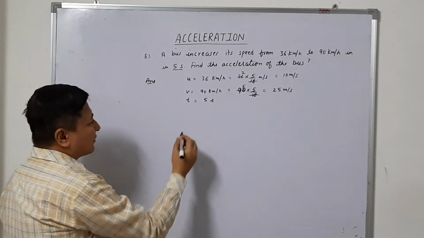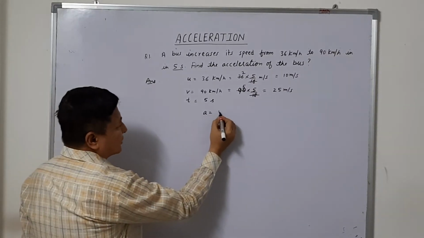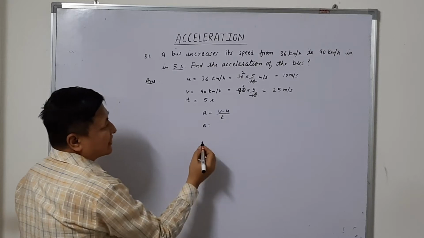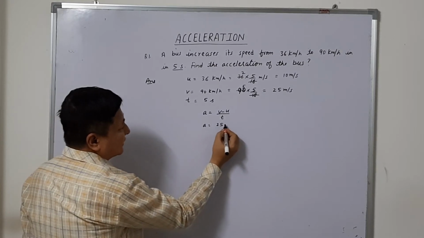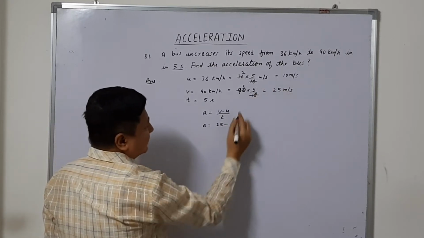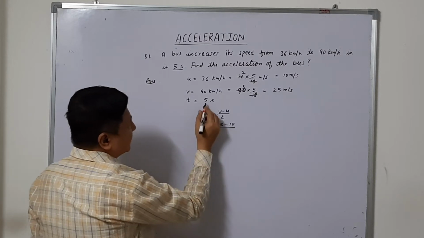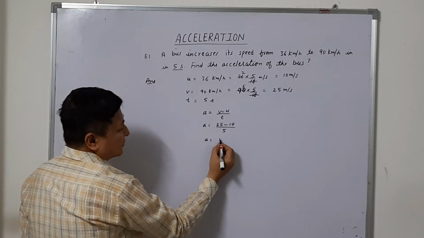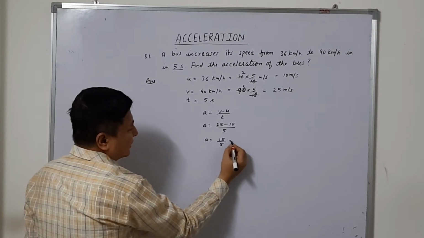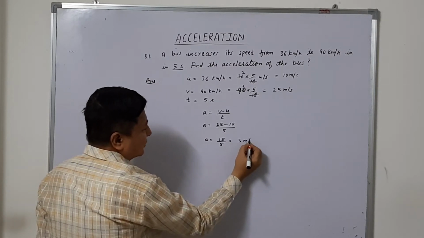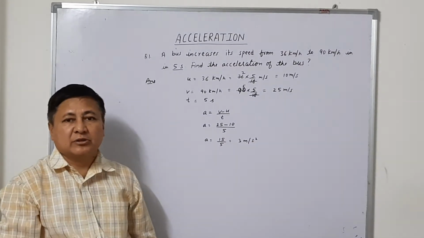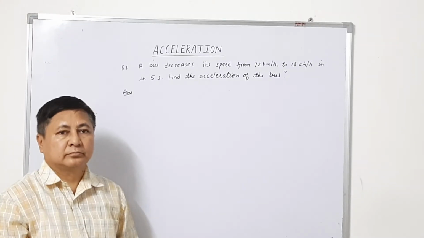We know the formula of acceleration, that is a is equals to v minus u upon t. So a is equals to v is 25 meter per second, u is 10 meter per second, and time is 5 seconds. So a is equals to 25 minus 10, that is 15 upon 5, and that is equals to 3 meter per second square. So the acceleration of the bus is 3 meter per second square.